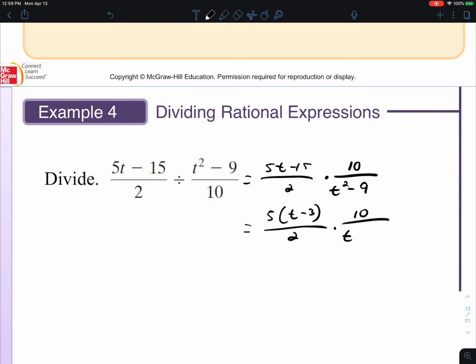Again, that's a difference of squares, so it's going to be t minus 3 and then t plus 3. So I'm going to cancel out a t minus 3. 2 goes into 2 one time, and it goes into 10 5 times. Put the 1 there. So 5 times 5 is 25, and then my denominator is just going to be t plus 3.